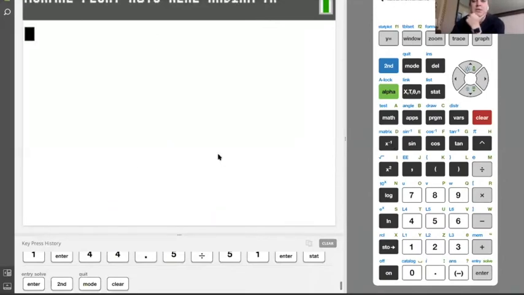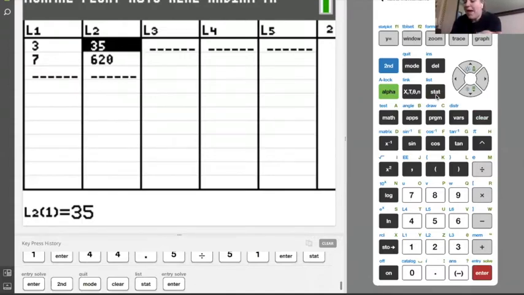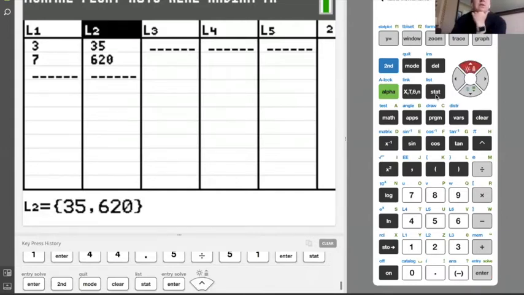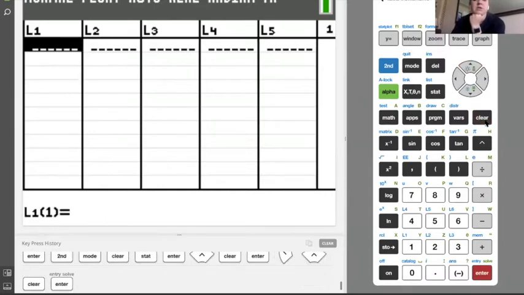Okay, so what we are going to do is you first go to stat, and then we want to hit enter to edit. Now, if you have things in your L1 and L2, we're not going to be using L2 for what we're going to be doing for this chapter, but regardless, I like to clear it out. So you go up to the top, hit clear, enter, go over to L1, hit clear, enter, and then your data sheet is cleared.